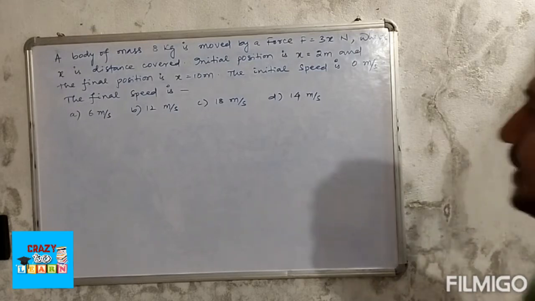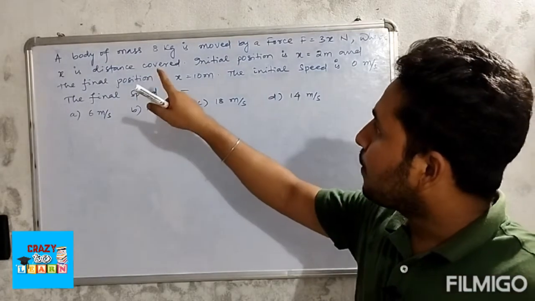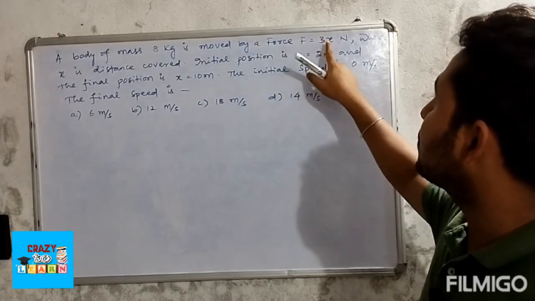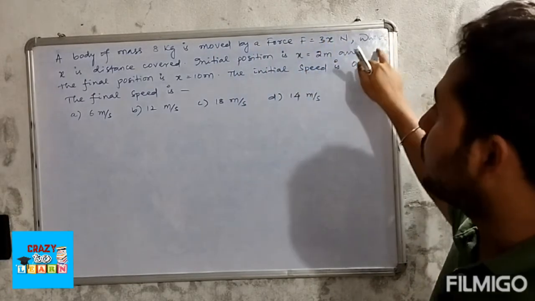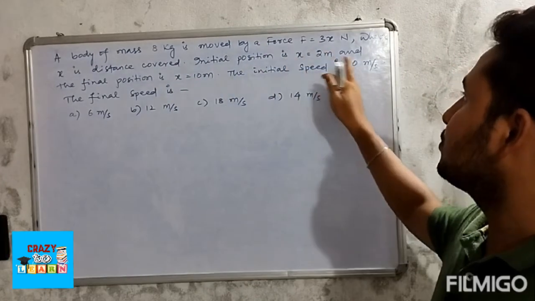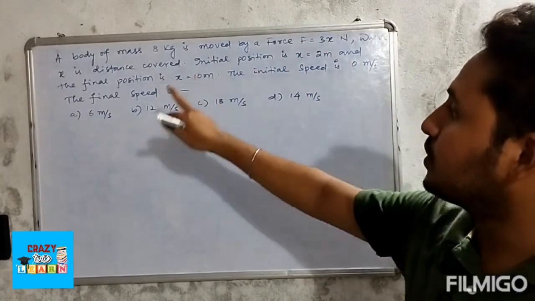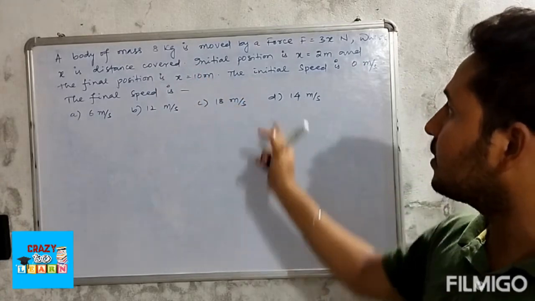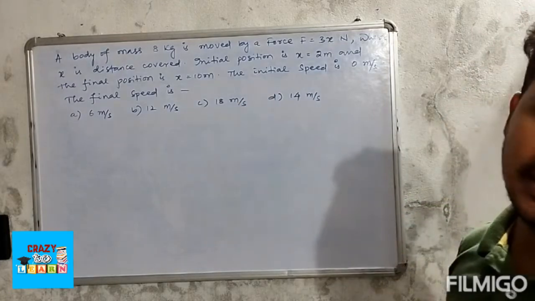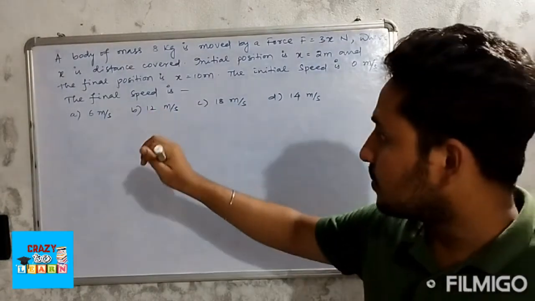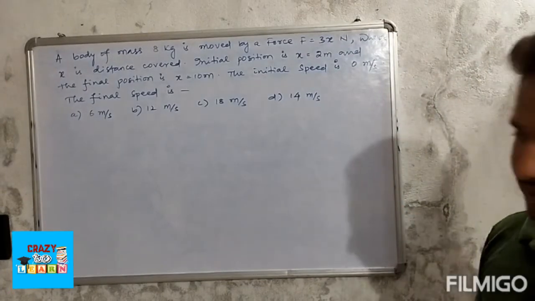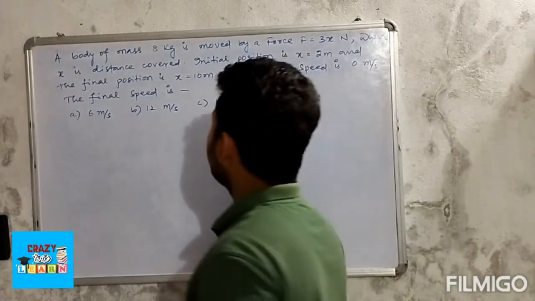The next problem: a body of mass 8 kg is moved by a force F equal to 3x Newton, where x is the distance covered. The initial position is x equal to 2 meter and the final position is x equal to 10 meter. The initial speed is 0 meter per second. The final speed is 6, 12, 18 or 14 meter per second. So note down the given things first.